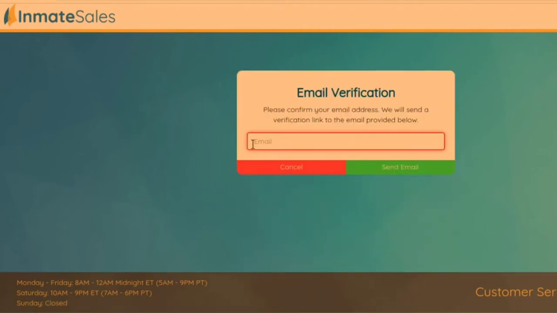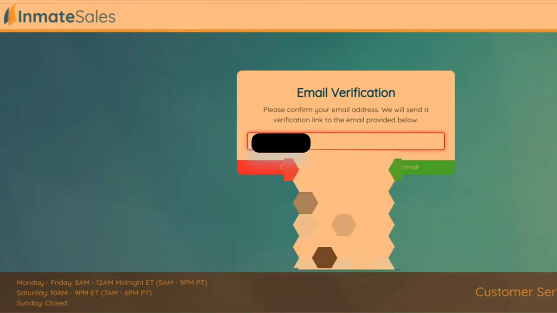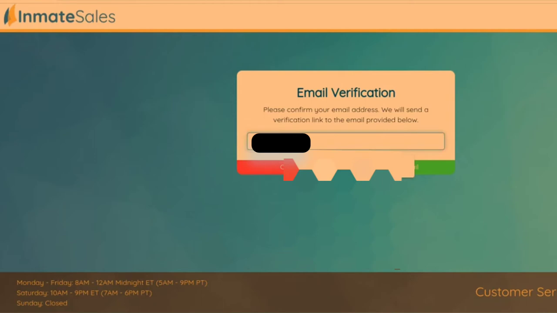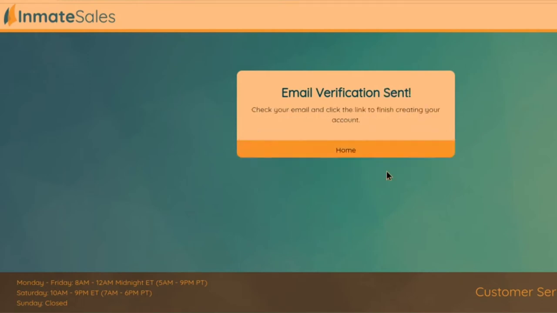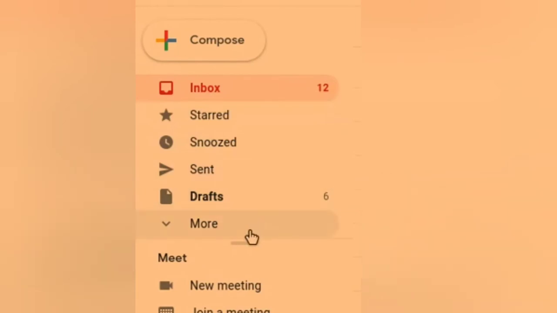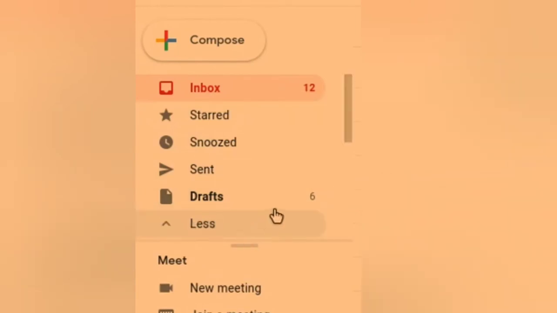Next, you're going to have to verify your email address. This is where it gets a little tricky. So you're going to put your email address in this field here, and you're going to start the email verification process. You're going to click the green send email button, and it will say check your email to get your verification. This is where I started to have a few issues.